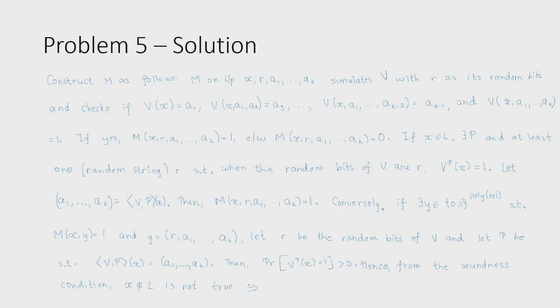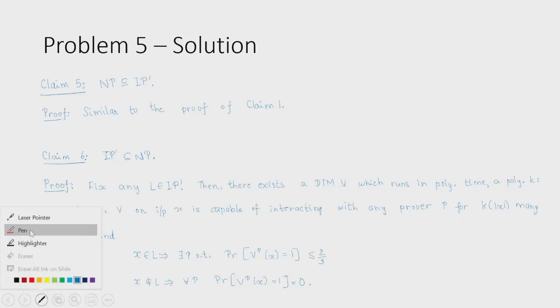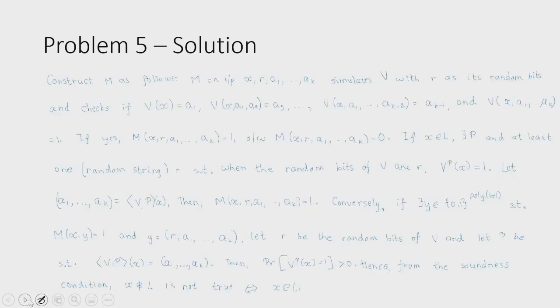This is the same as saying the probability is zero. Why? Because what does the soundness condition say? The probability should be zero. If the probability is one for at least one prover, that means this is false, which means this is false, which means x is in L, right? So x is in L.